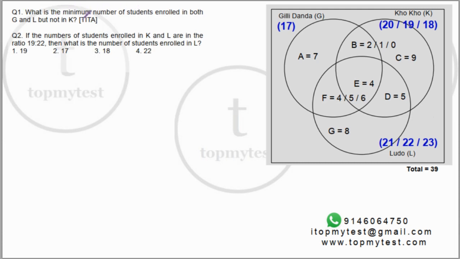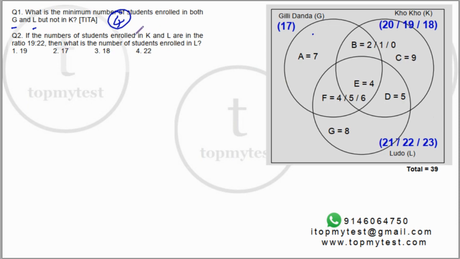Okay, what is the minimum number of students enrolled in both G and L but not K? G and L but not K, which is F. Minimum possible value of F is 4. So I can write this 4.